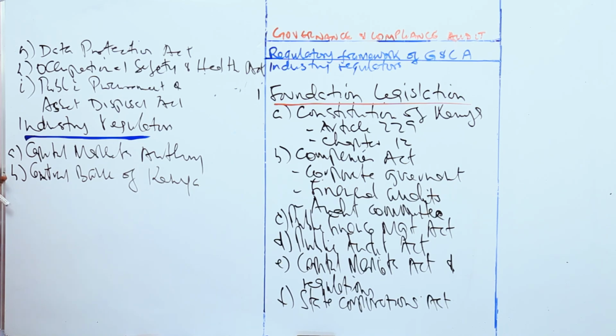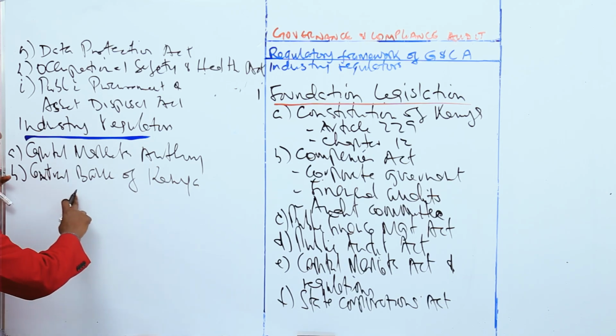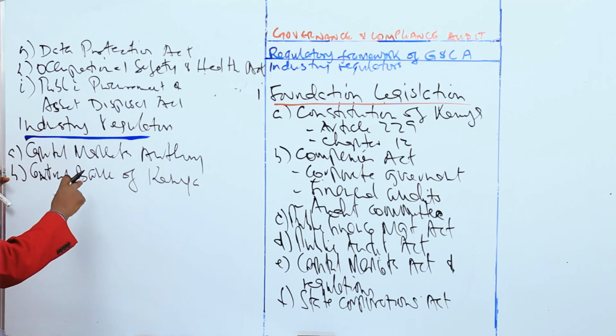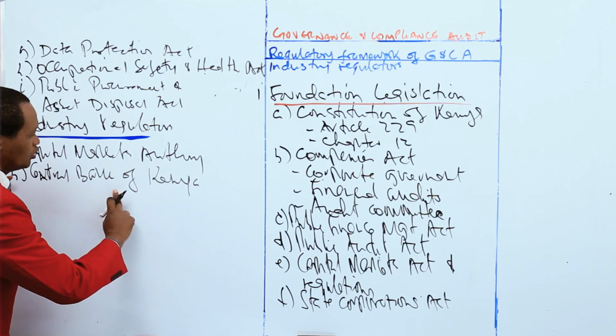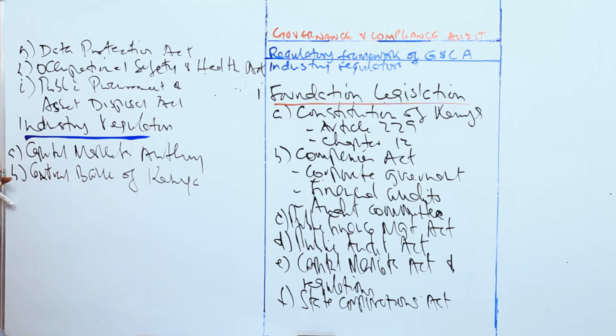The CBK issues comprehensive prudential guidelines. This one issues a code for companies that are listed on the stock exchange. This one issues what we call the prudential guidelines, which include detailed requirements on corporate governance, like board composition, fit and proper tests for directors, risk management framework, internal controls, anti-money laundering and counter-terrorism financing, and so on.